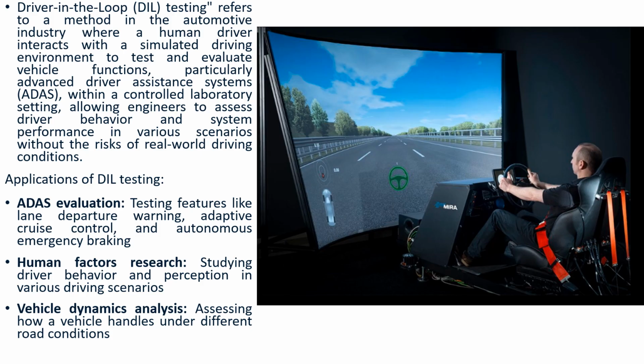And what are the main applications of DIL testing? ADAS evaluation, testing features like lane departure warning, adaptive cruise control, and autonomous emergency braking. Human factors research, studying driver behavior and perception in various driving scenarios. Vehicle dynamic analysis, assessing how a vehicle handles under different road conditions. So all these things are the various applications of DIL testing.